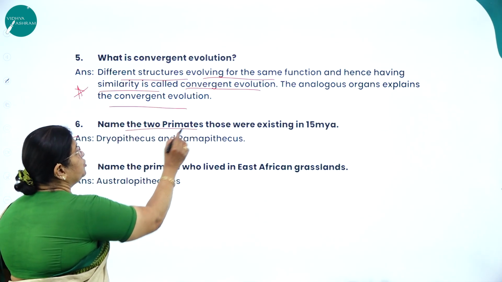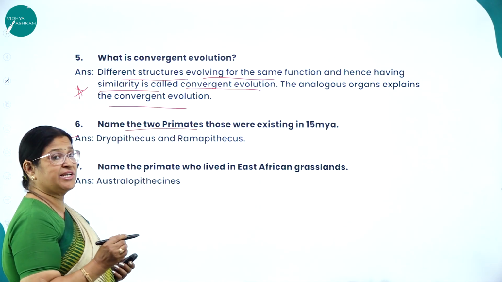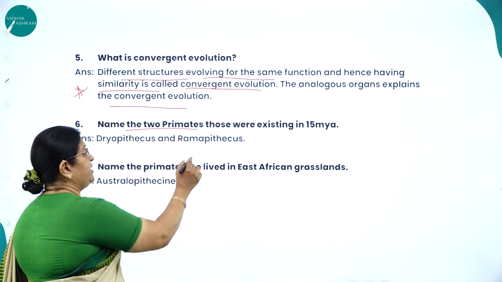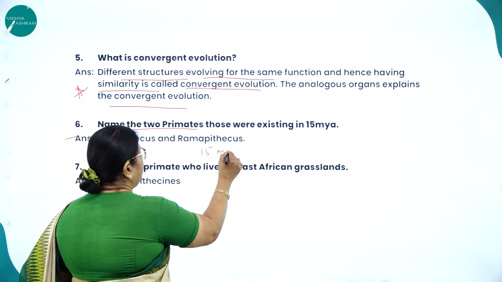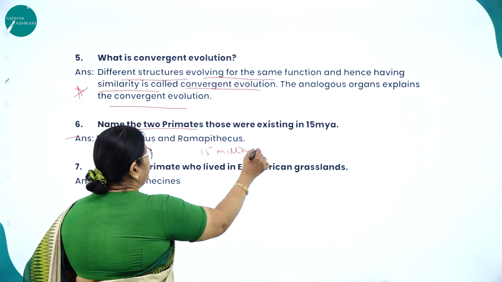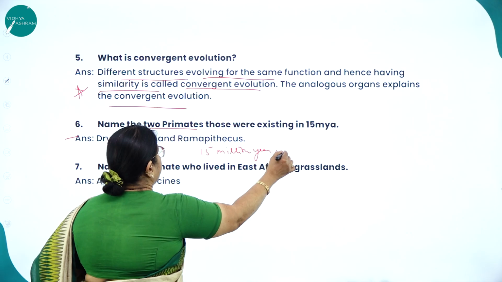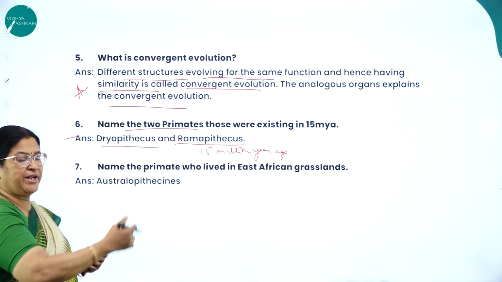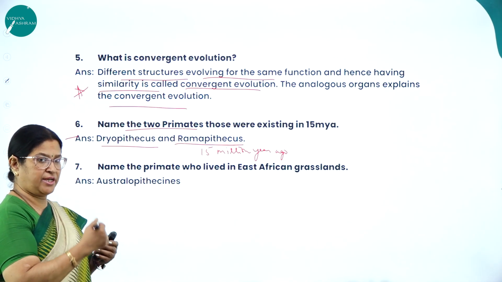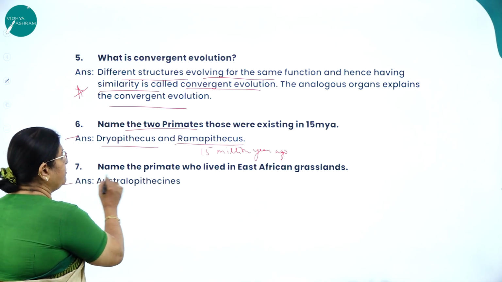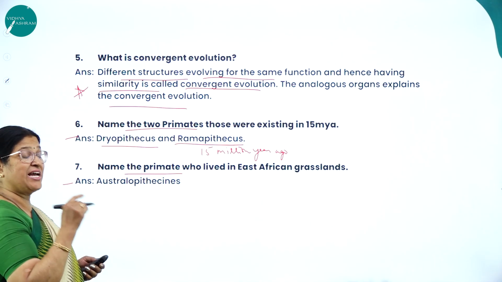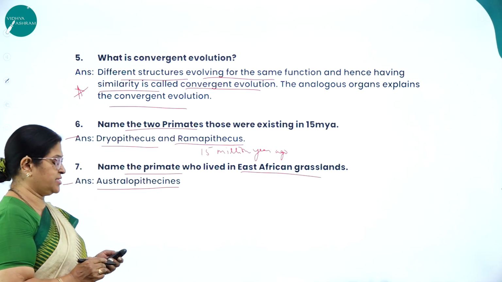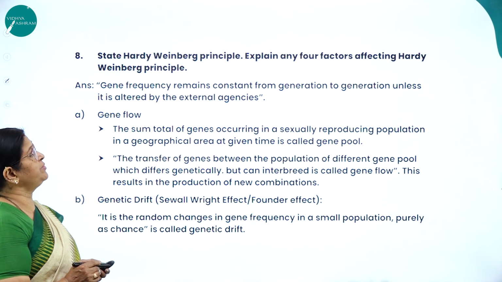Next, name the two primates that were existing 15 million years ago. MYA means what? Million years ago. 15 million years ago. So Dryopithecus and Ramapithecus. Already I explained in the flow chart the evolution of man. Name the primate who lived in East African grassland. So it is Australopithecines.